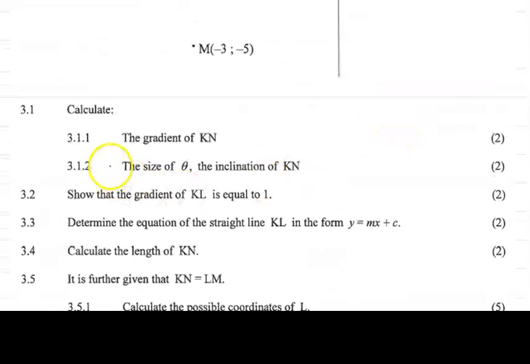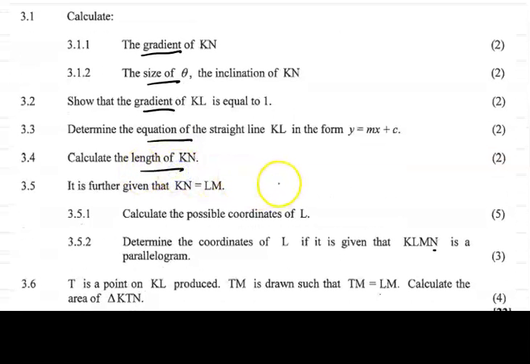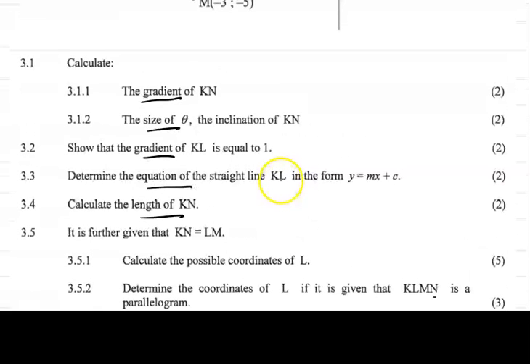Now, the first question is, calculate the gradient of KN. Before we start, remember that you have to know all your formulas. A formula sheet will be given to you in the exams, but it's important to know your formulas because each one of these will be tested: gradient, the angle of inclination, the gradient formula in two different ways, and I'll talk about all that in today's video. Determine the equation of the straight line, so we need to know that formula, the distance formula for length, and so on and so forth. So let's look at this first question, the gradient of KN.